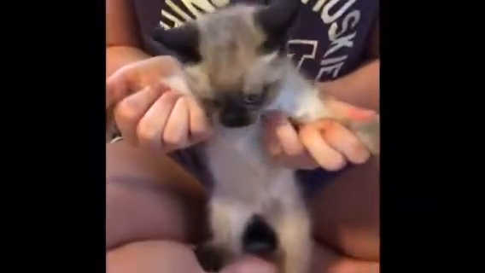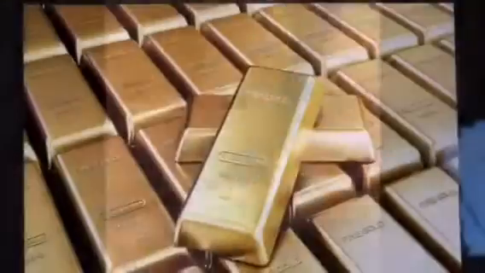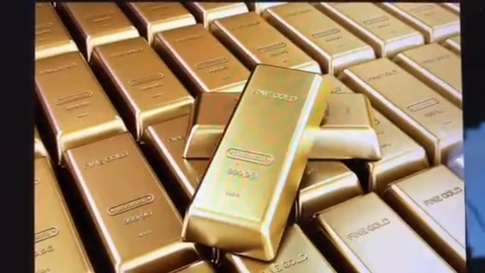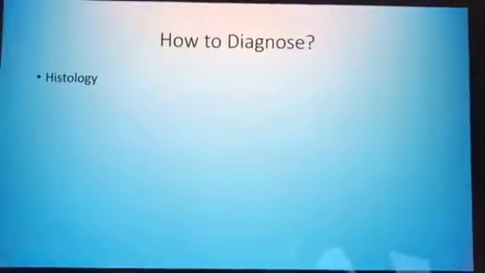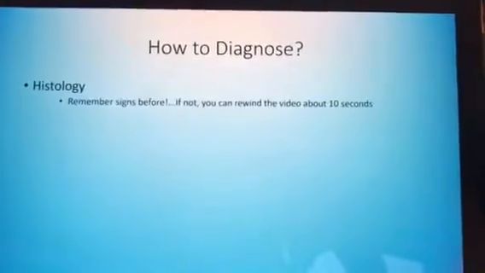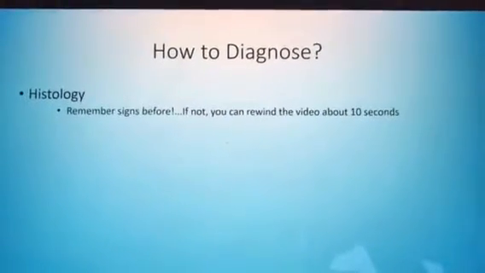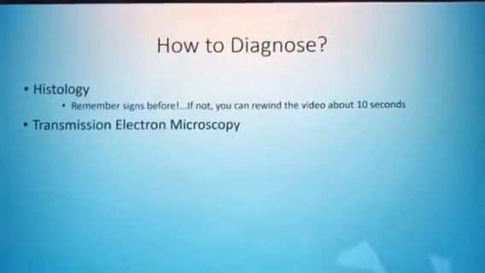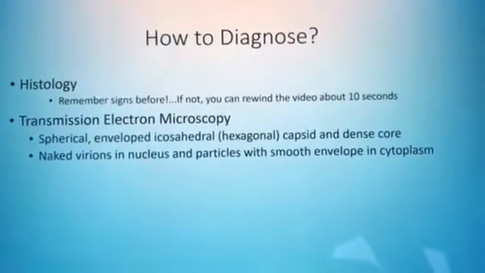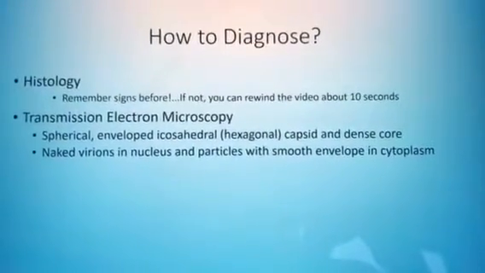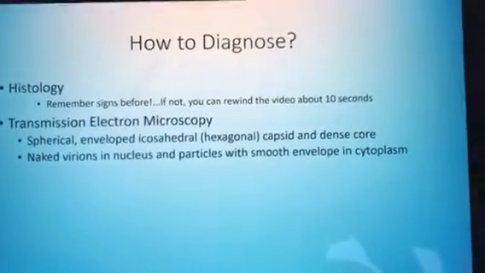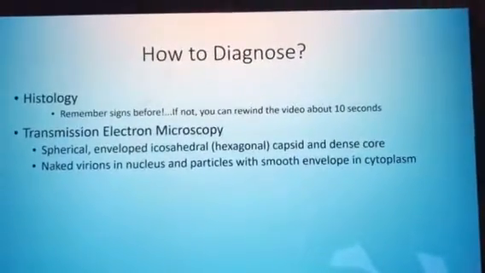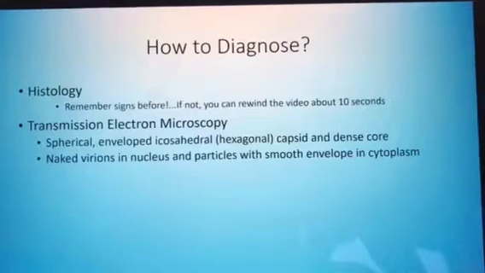How do you diagnose this disease? The gold standard: histology. Now, I could repeat all the signs I already said before, but if you forgot, you can just rewind the video about 10 seconds. You can also use transmission electron microscopy. With this method, you just look for the virus. You look for the spherical enveloped icosahedral, which is hexagonal shaped, their capsid, and the dense core. You also should look for naked virions in the nucleus and particles with a smooth envelope in the cytoplasm.